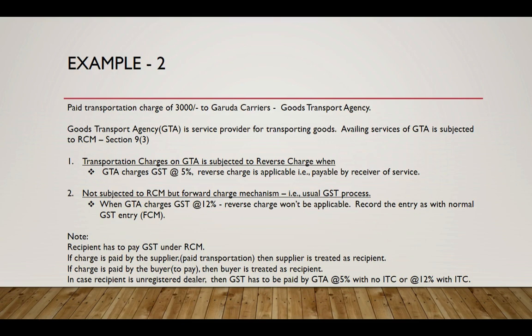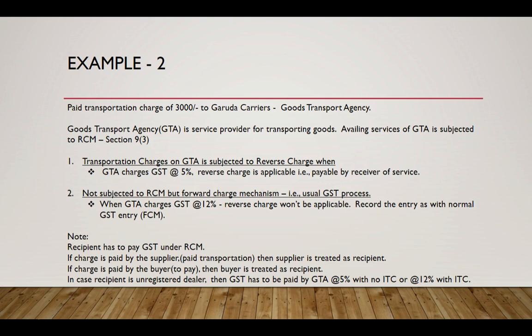In this lecture, you will learn how to record transactions pertaining to services availed from a GTA. So what's a GTA? GTA is a transporter who provides services in relation to transporting goods from one location to another location. In short, a GTA means a transporter who provides transportation services. Now the question that arises: are all transporters considered to be GTA? The answer is no. So who are GTA among transporters?